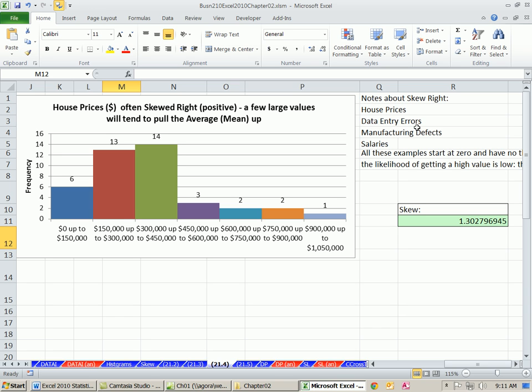Data entry errors, manufacturing defects. So imagine defect 0, 1, 2, 3. Most of the counts are going to be in the 0, 1, 2, 3. In a manufacturing process, when you're looking at a particular product, or you're looking at a particular person in data entry errors for an invoice or something, there's probably not going to be 10 or 20, right? That's another example of a skew that's to the right.